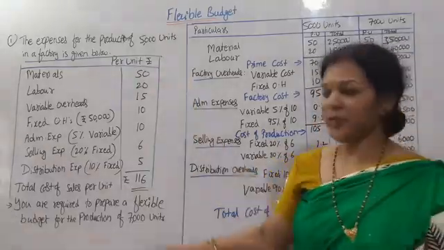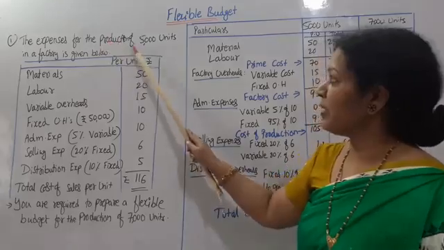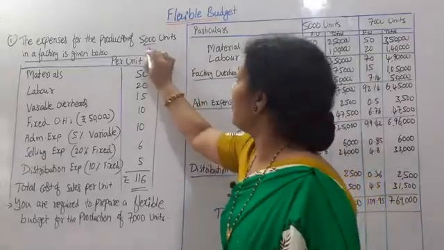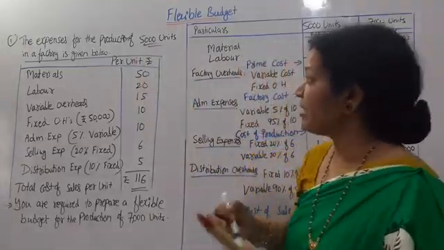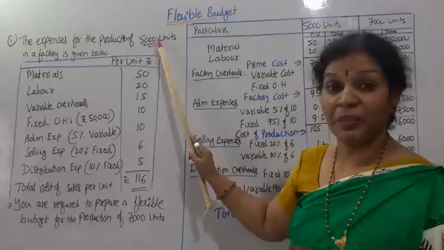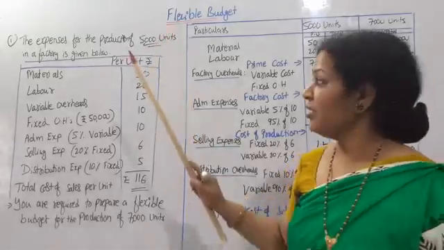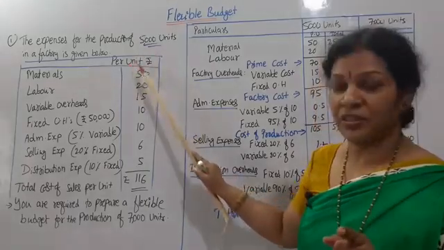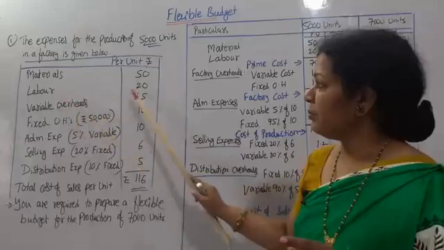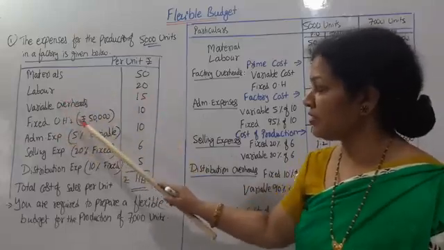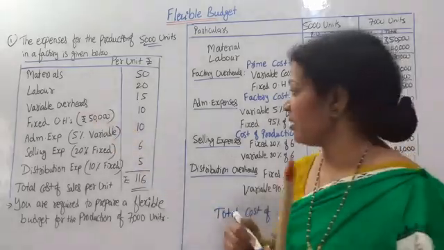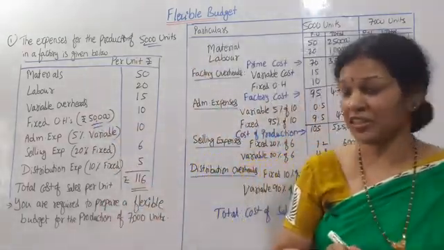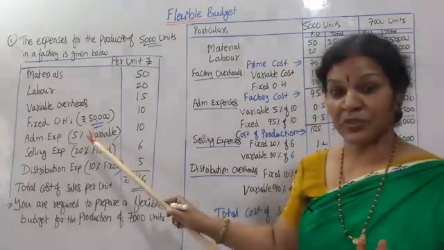Now coming to this problem, the expenses for the production of 5,000 units in a factory are given below. These are all expenses for the production of 5,000 units. Now what are the expenses? Materials 50 rupees per unit. This is per unit. Material 50, labor, variable overheads, fixed overheads. Fixed overheads, they are saying, 50,000 fixed. No changes, it will not change, right? Remember this, fixed overheads 50,000 fixed.